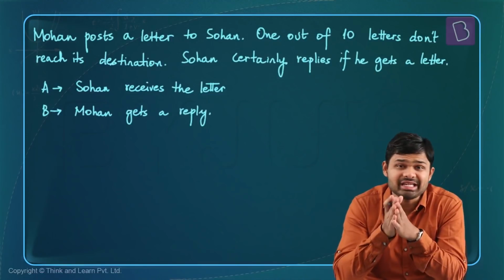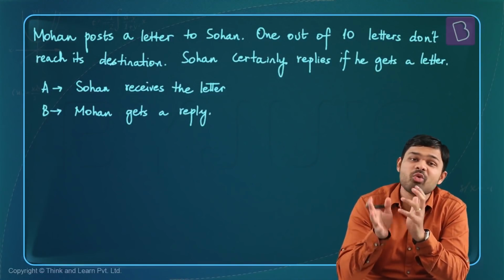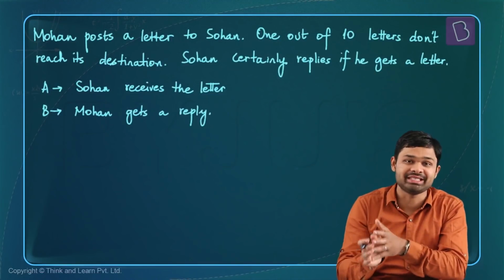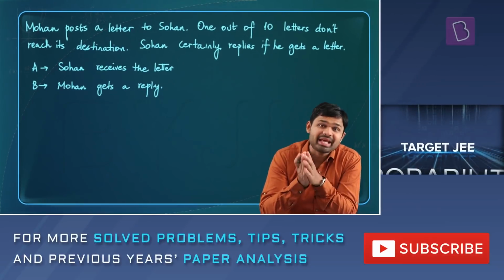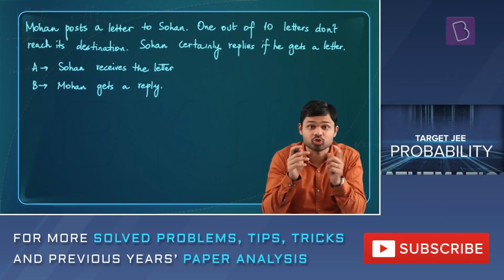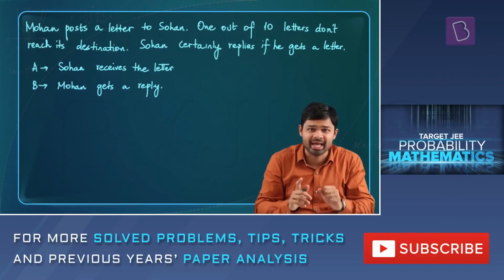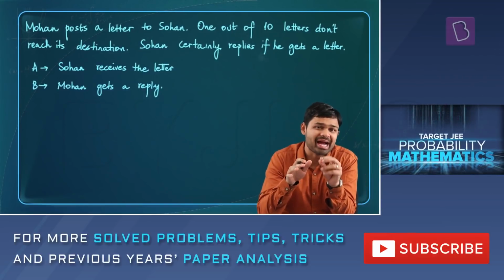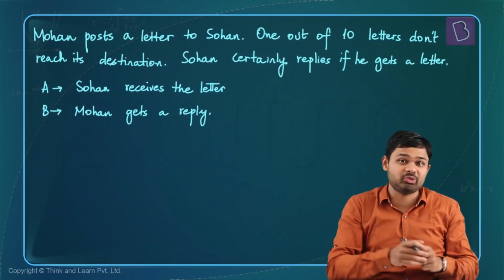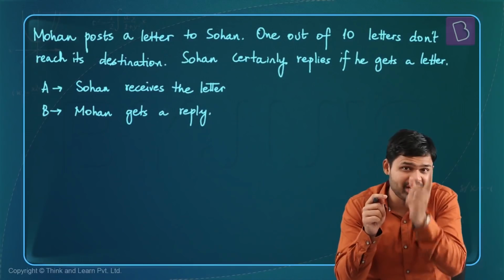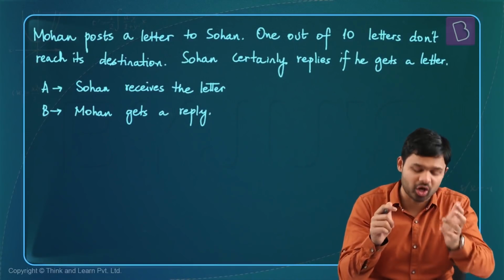When will Mohan get a reply? Mohan will get a reply only after Sohan receives his letter. So for the event B to happen, A should have already happened. So B is actually dependent on A. This piece of information is going to be handy, and it's going to be of use to you later on in this question as well. So remember that for event B to happen, A should have already occurred.